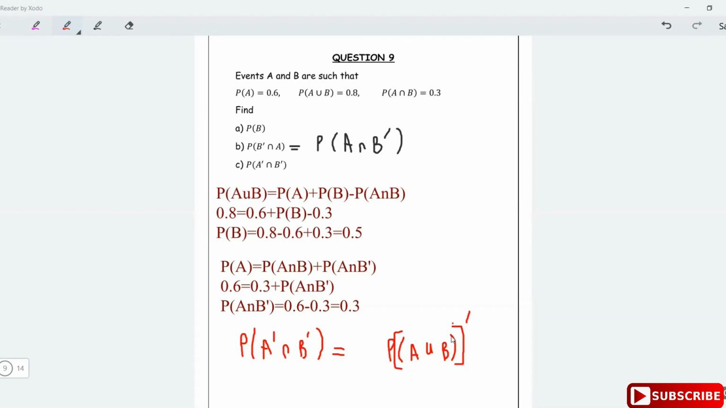Now the probability of A union B complement is equal to 1 minus the probability of A union B. What is A union B? 0.8. So it's going to be 1 minus 0.8. Then that will be the probability of A complement intersect B complement, which is 0.2. All right, so this last one is 0.2. Easy.